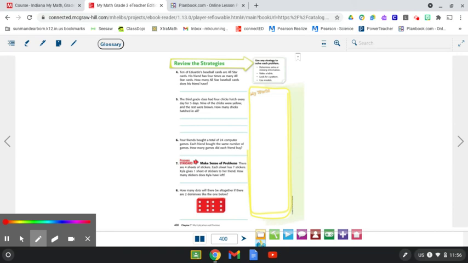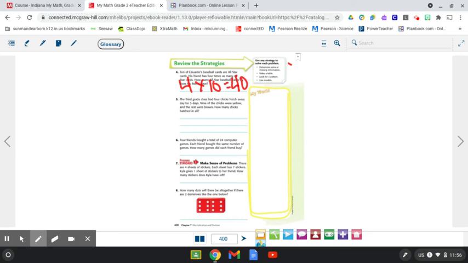It says 10 of Eduardo's baseball cards are all-star cards. His friend has 4 times as many all-star cards. How many all-star baseball cards does his friend have? So we have to figure out first if we can even solve the problem. So we can do this one. This one would be 4 times 10, which equals 40. He has 10. His friend has 4 times as many as him. That tells us in the problem. Okay?